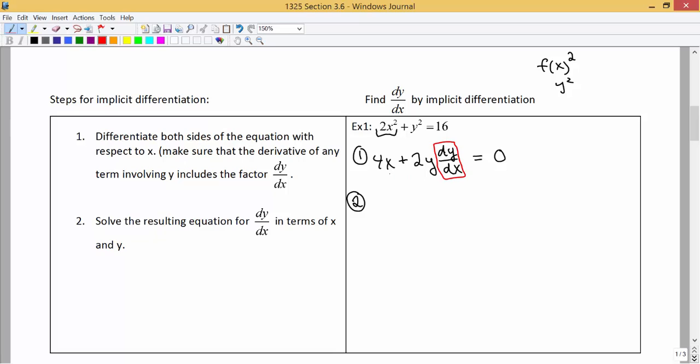So the first thing we're going to do is move over any terms that do not contain dy dx. So I'm going to subtract negative 4x from both sides of the equation. So we have 2y times dy dx equals negative 4x.